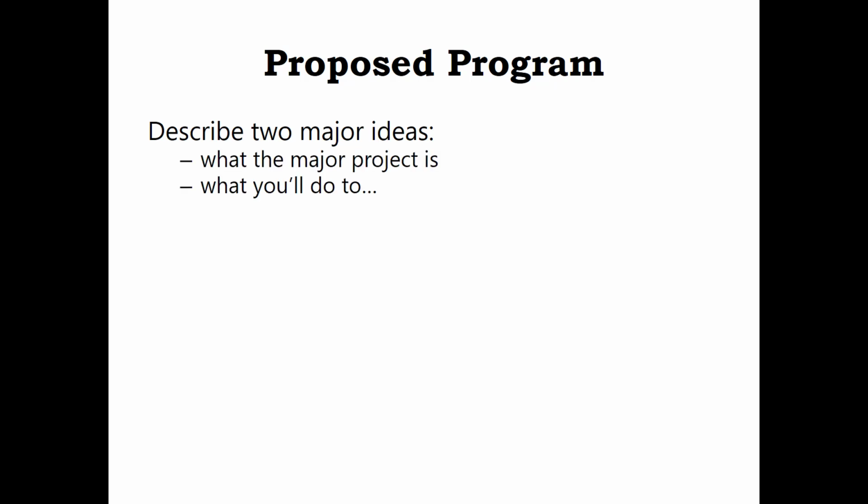The proposed program. This is the meat of your proposal. You're going to do two big things here. You're going to describe what the major project is and what you are going to do about it. What you're going to do will depend on the type of proposal you're writing. If you're writing a research proposal, you're going to say what you are going to do to research the proposal. If you're writing a goods and services proposal, you're going to say what you are going to do to actually make the thing happen.